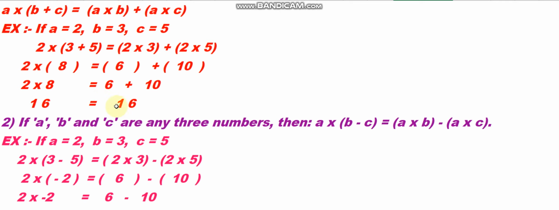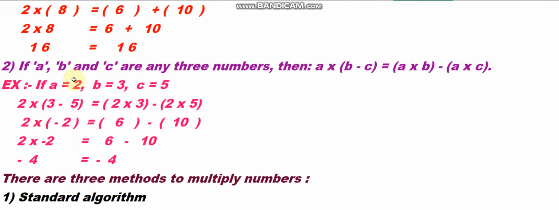So if A, B and C are any three numbers, then A into B plus C equals A into B plus A into C. Then the second way: if A, B and C are any three numbers, then A into B minus C. Here we used the plus symbol, here we are using the subtracting symbol, that is minus. A into B minus C equals A into B minus A into C.